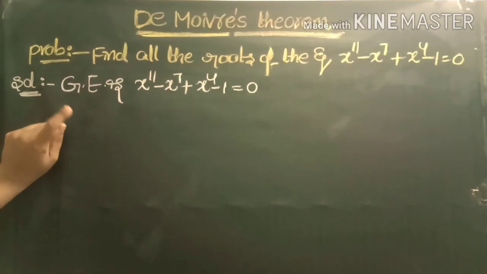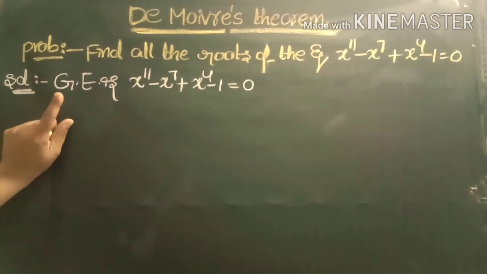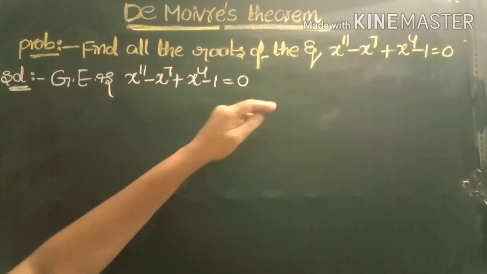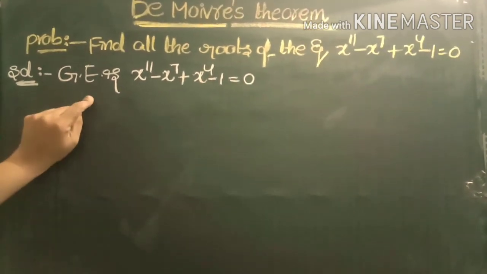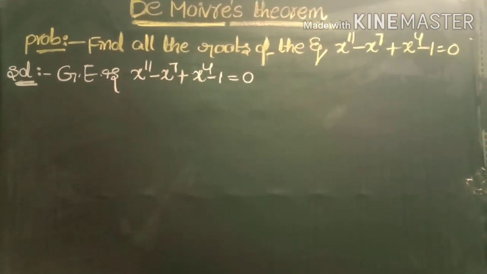Find all the roots of the equation x power 11 minus x power 7 plus x power 4 minus 1 equal to 0. So given first, we have to find all the roots of that equation. So here first we are writing the given equation. Given equation is x power 11 minus x power 7 plus x power 4 minus 1 equal to 0.